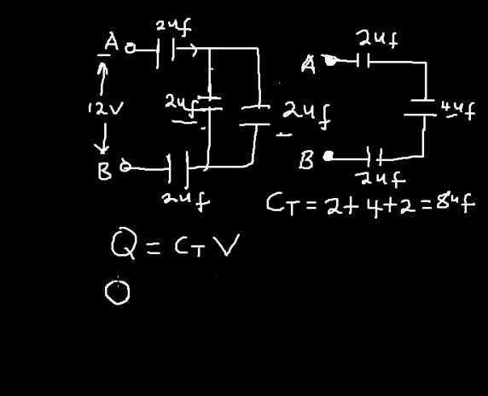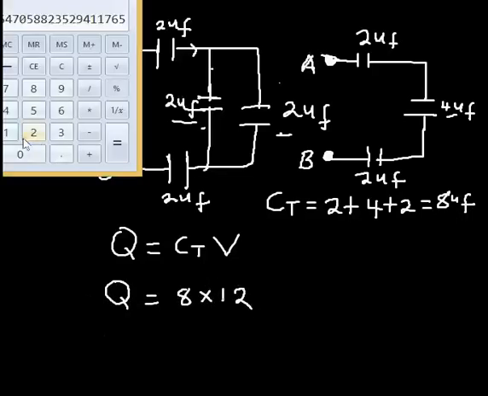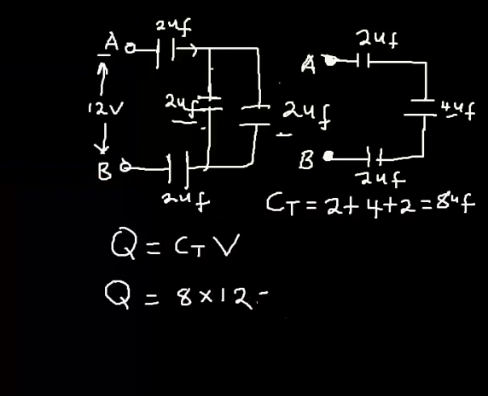So 8 microfarad is the total capacitance. That way I can get my total charge. That's going to be 8 multiplied by the voltage 12. So 8 times 12 gives me 96 coulomb. Now the next question is to evaluate the energy.